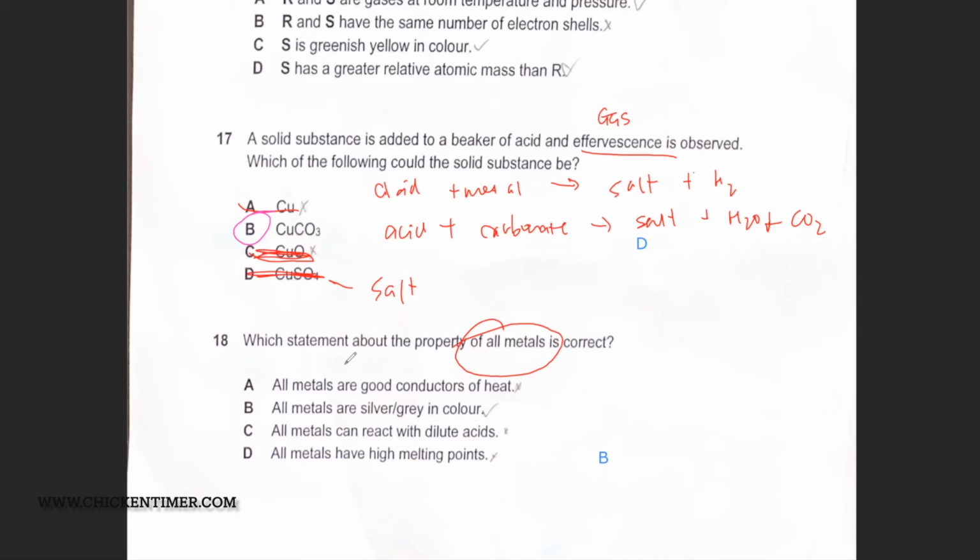Copper is pink or red-brown in color. So B is out, strike it out. Then you say all metals can react with dilute acid. So I think about some metals that do not react with acid. So you see, copper, silver, gold don't react with dilute acid. So these are also gone. Then all metals have high melting point? Group 1 metals have low melting point. So because of that, this is also out.